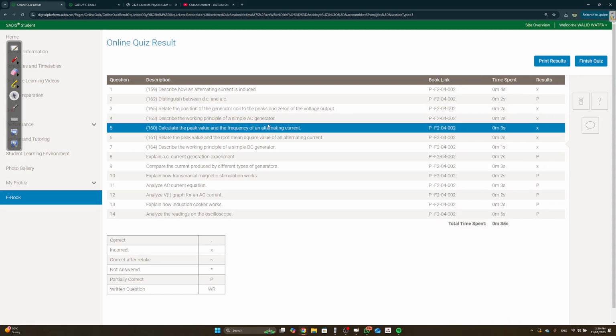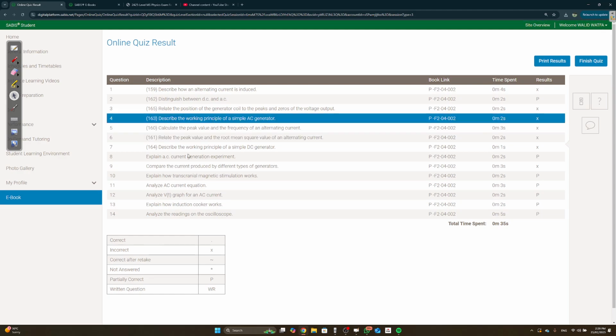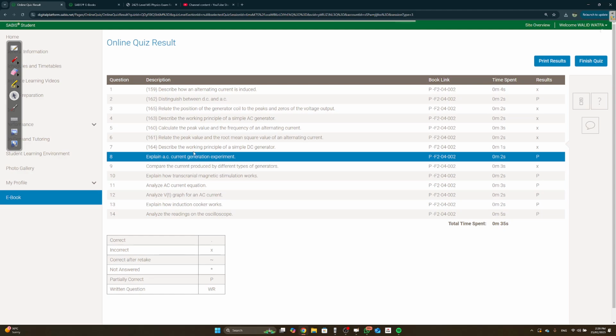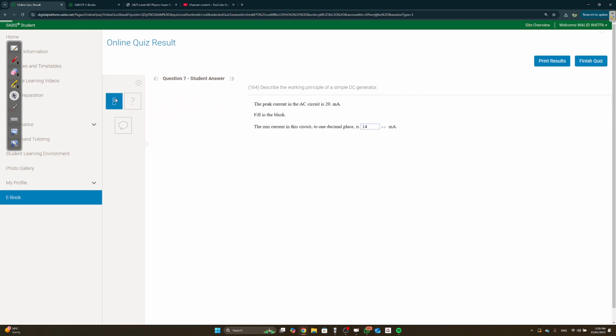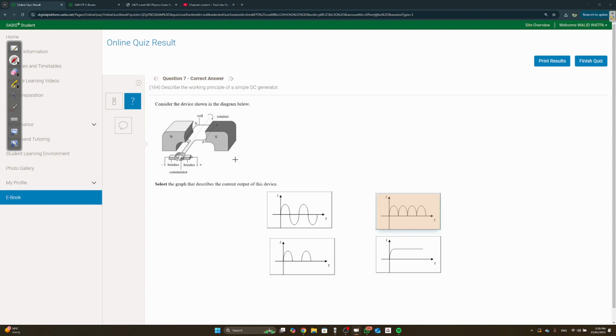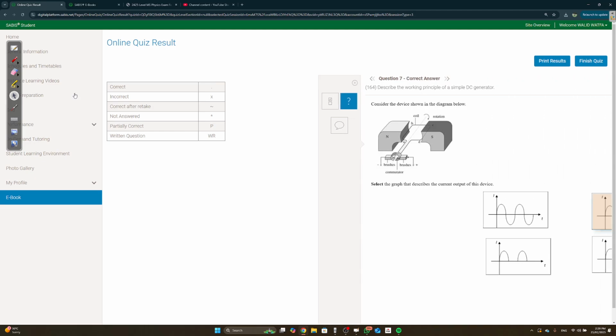Calculate the peak value. Okay, this stuff, calculations, you don't need them. 5, 6, you don't know them. This you need it. خلاص, we'll do them all. I'm gonna do them all anyways, because I'm recording for finals. Anyways, question 7. Select the graph. I think maybe it's only 3 questions that aren't needed.